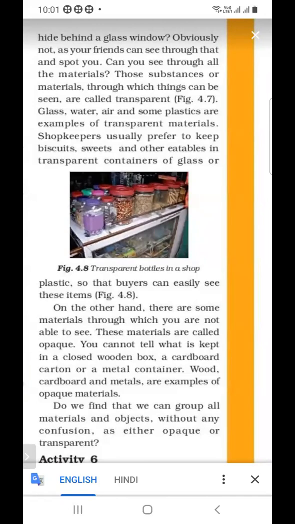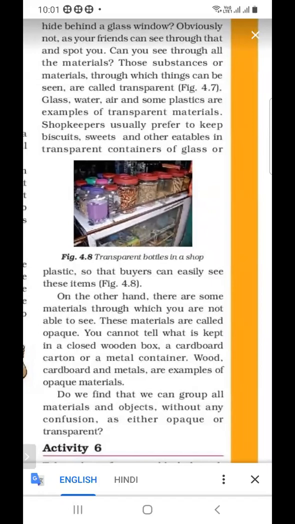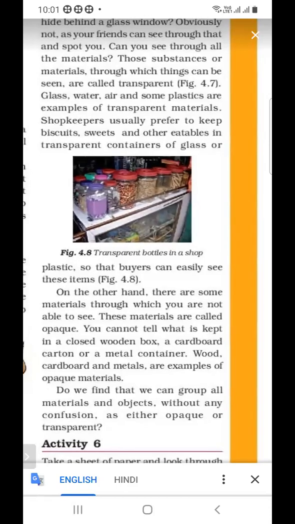On the other hand, there are some materials through which you are not able to see. These materials are called opaque materials. So why do we use transparent bottles in a shop? Because shopkeepers usually prefer to keep biscuits, sweets, and other eatables in transparent containers of glass, so that buyers can easily see these items. So these are all properties of the materials.